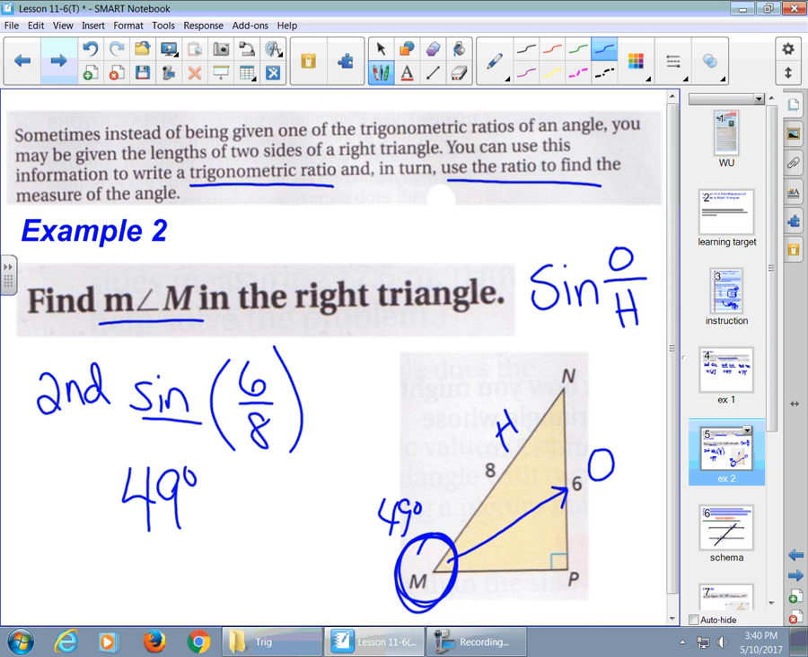Okay? Then I know that P is 90, and I can find N by doing 90 minus 49, and that would give me 41. So N is 41 degrees. Okay? All right, next example.